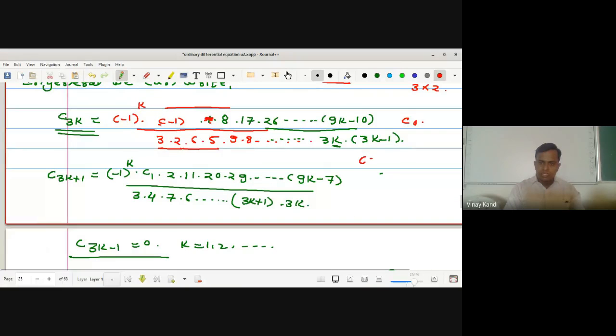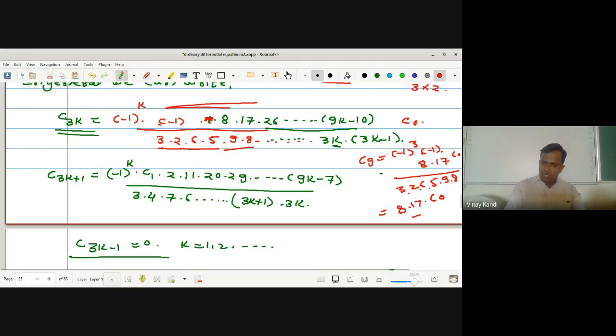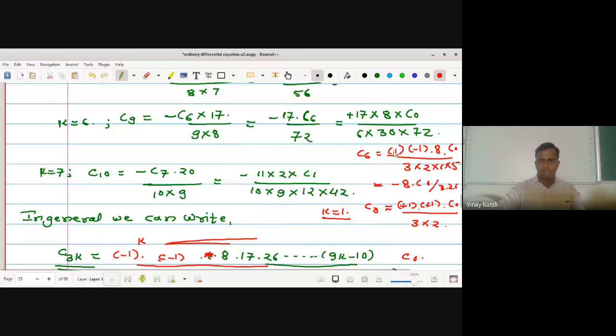What do we get? C9 is equal to. Now how many terms will come? The first 3 terms will come and below 6 terms will come. Minus 1 raised to 3 into minus 1 into 8 into 17, upon C naught upon 3, 2, 6, 5 into 9 into 8, which is equal to minus 1 into 1, minus 1 is plus 1. So here we get 8 into 17 into C naught upon the denominator as it is. So this is the value of C9. Look at it. Okay. Now, any doubt?